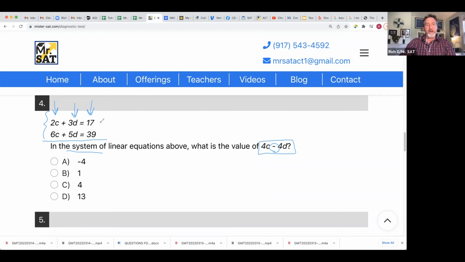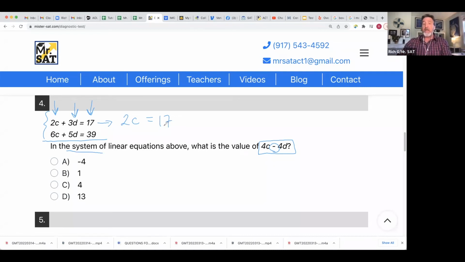So I have here 2c plus 3d equals 17. I've got to get rid of that d term. I've got to get it on the other side. So I'm going to subtract 3d from both sides. That's going to give me 2c. If I do 3d minus 3d, that's going to go away. And I'm going to have equals 17. And I'm subtracting it from the right side.